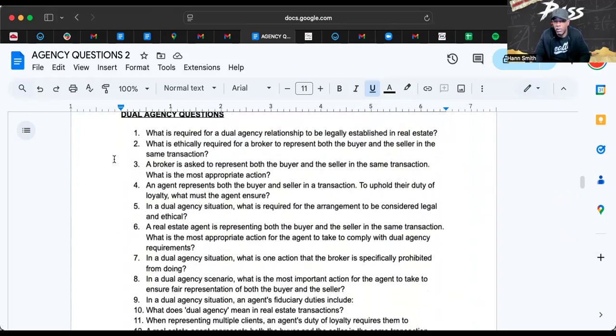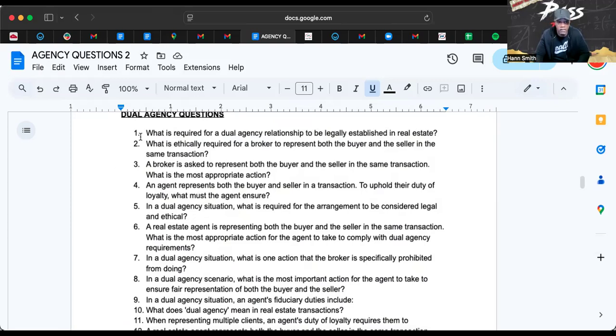And mainly what you're going to want to know about dual agency is just what I said: the consent. It has to be in writing, it has to be disclosed in writing, and it has to be consensual. So that's what they're really going to test you on. Know the definition of dual agency and know that it needs to be in writing and that both parties have to consent, in writing.